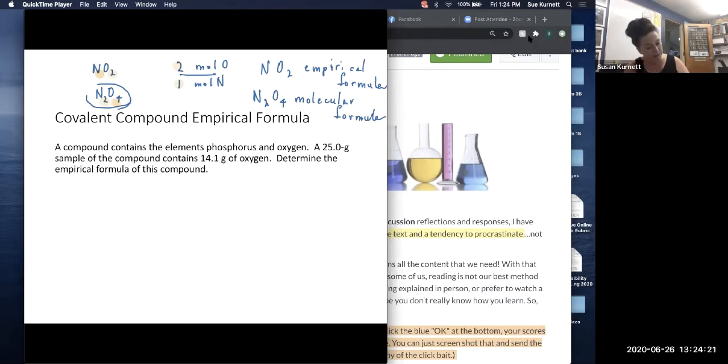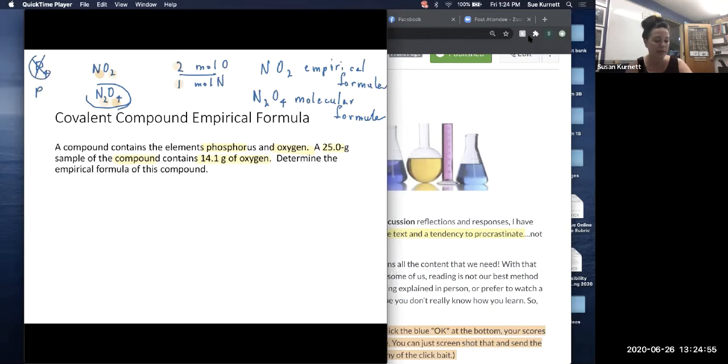Okay, so here we have phosphorus and oxygen. A 2.5 gram sample of the compound means phosphorus and oxygen. And then 14.1 grams of oxygen, we can subtract those to see how many grams are phosphorus. Even though phosphorus is one of the polyatomic elements that we know, for an empirical formula, we're just going to use phosphorus atom by atom, understanding that it's becoming stable by sharing.